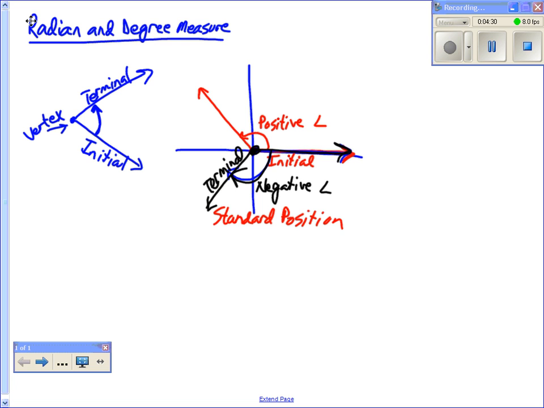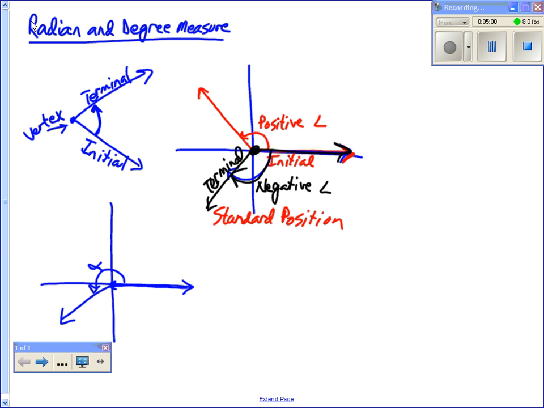Okay, and then you have coterminal angles. Coterminal angles are angles that have the same initial and terminal sides. Let's say we start in standard position, and we rotate in the positive direction to here. And let's call this angle alpha, however much that is.